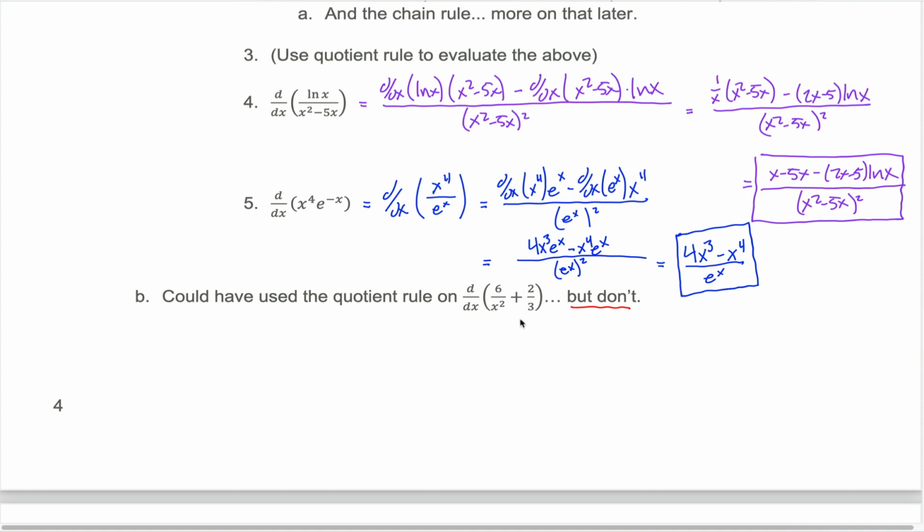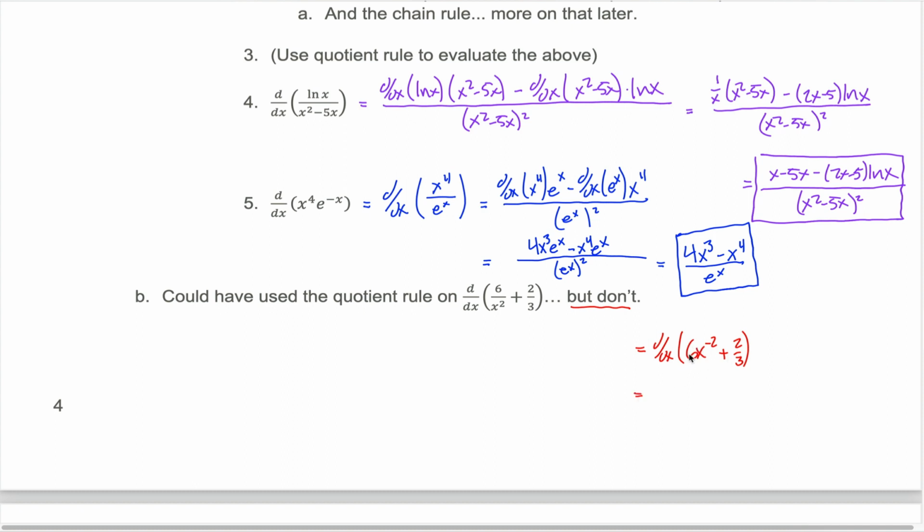Take a look at this and think about, could I, the student, rewrite this in such a way that it would be easier to take the derivative of rather than using the quotient rule? In this case, the answer is absolutely you could. You could rewrite this as the derivative of 6x to the negative 2 power plus 2/3. Written in this form, the derivative is pretty easy.